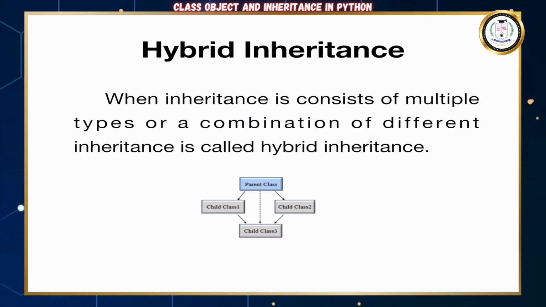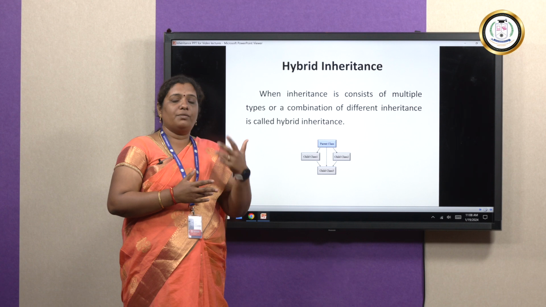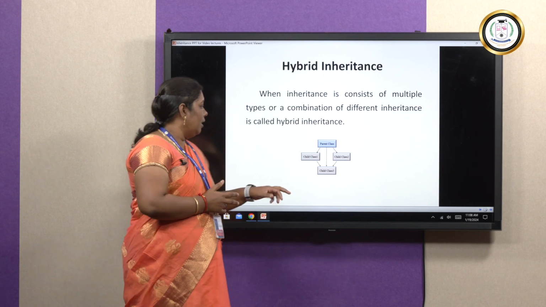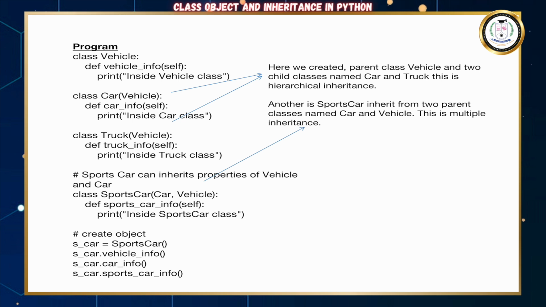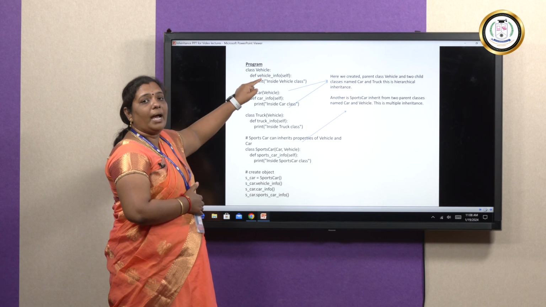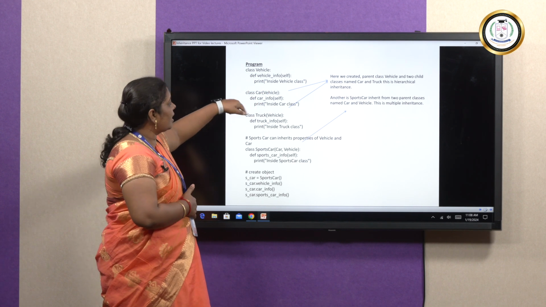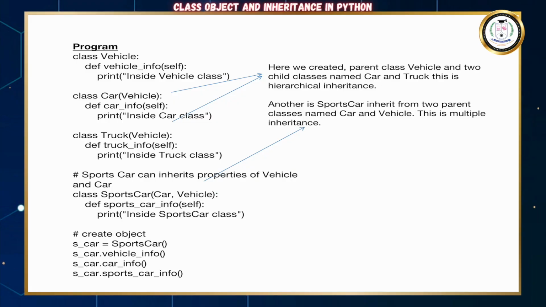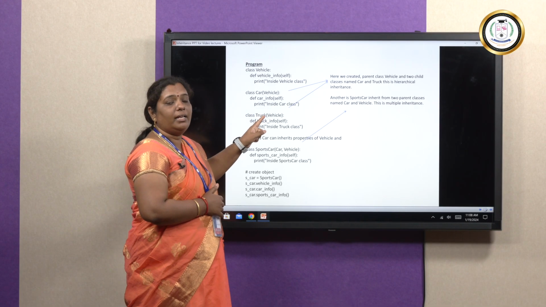The last inheritance is hybrid inheritance. Hybrid inheritance is the combination of all the inheritances: single, multiple, multi-level and hierarchical. This is the example for that. Vehicle is a base class, car is a child class and truck is a child class. Inside car and truck, the vehicle parent class is inherited. This type is called hierarchical inheritance. Here we created the parent class vehicle and two classes named car and truck.